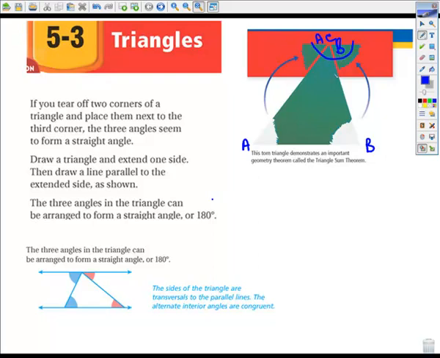And you can actually do this with any size triangle. Big, small, it doesn't matter what the angles started out to be. When you tear them off and line them up, you will always get a straight angle of 180 degrees.